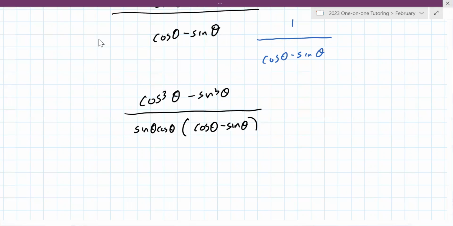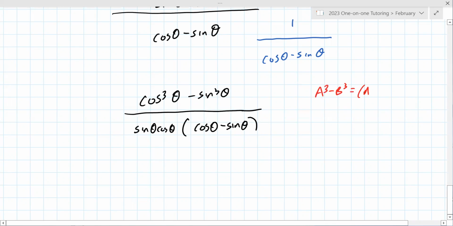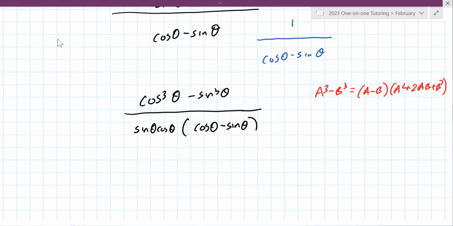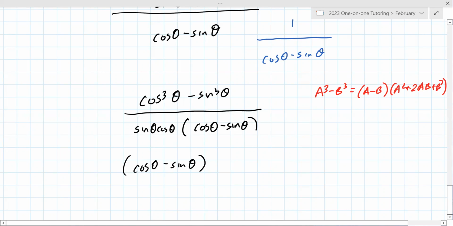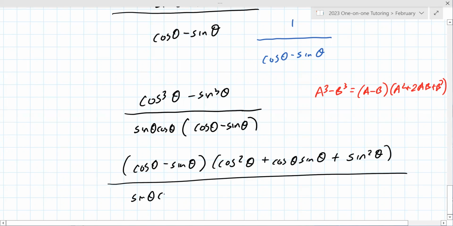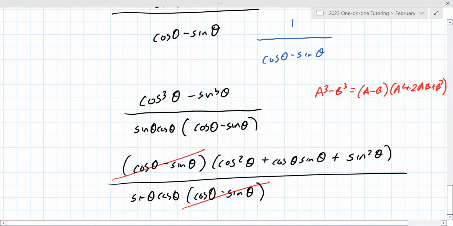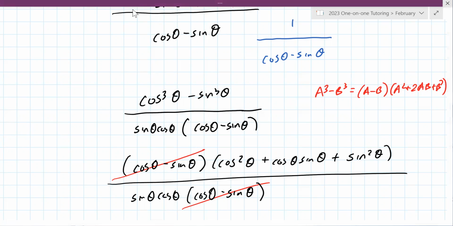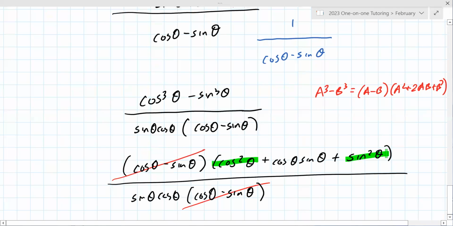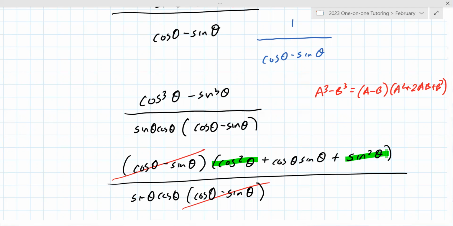So the numerator is a difference of cubes, and I'll write that formula off to the right here. So what that becomes is cosine theta minus sine theta times cosine squared theta plus cosine theta sine theta plus sine squared theta. That's all the numerator. Sine theta cosine theta times cosine theta minus sine theta. And you do get the cancellations here now. This one cancels with this, top and bottom. And then I'll highlight the part that becomes 1. So you get that and that. Is that okay? Yeah. All right.